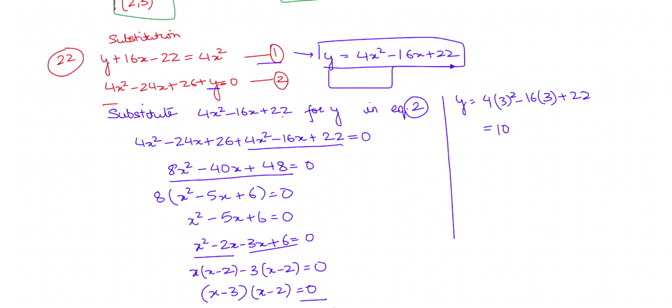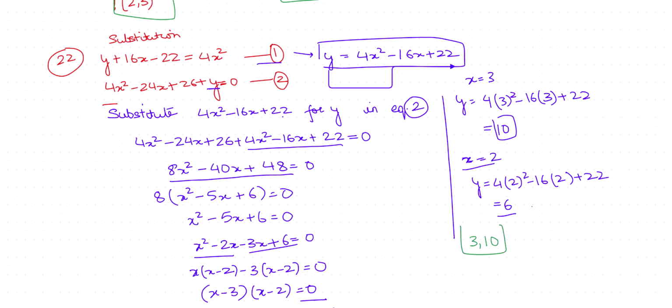So when we put x is equal to 3, we get y is equal to 10. And if we put x is equal to 2 here, we get y is 6. So our solutions are (3, 10) and (2, 6). So this is how we solve these equations using the substitution method.